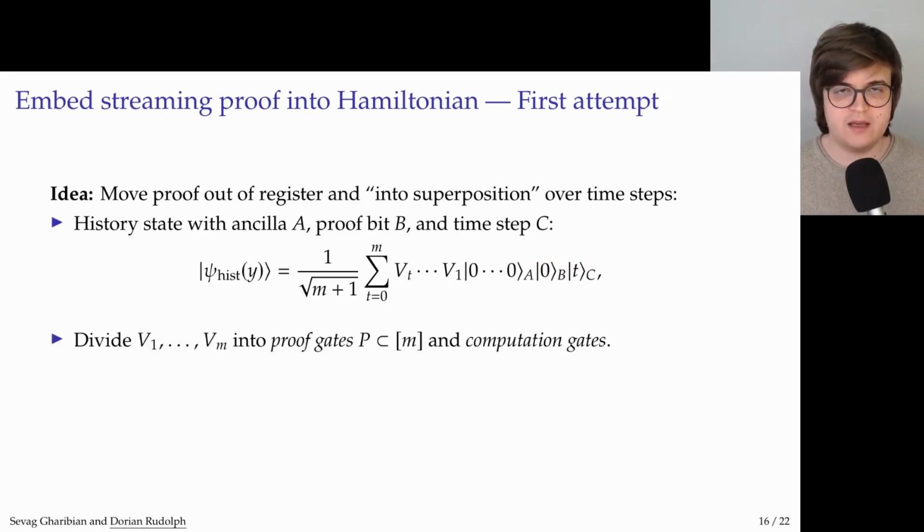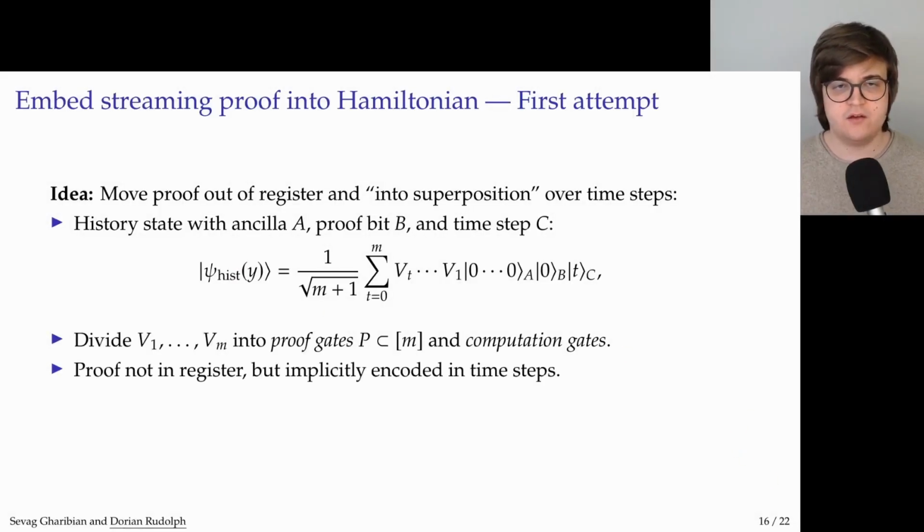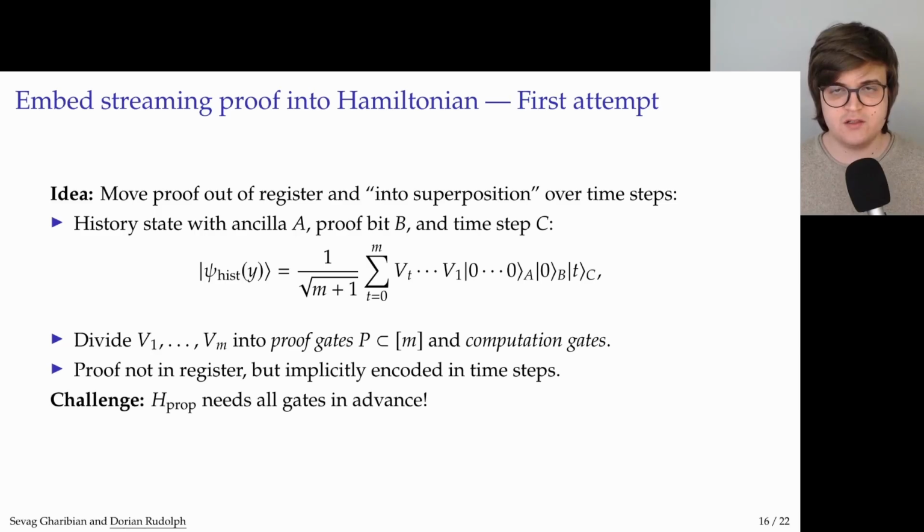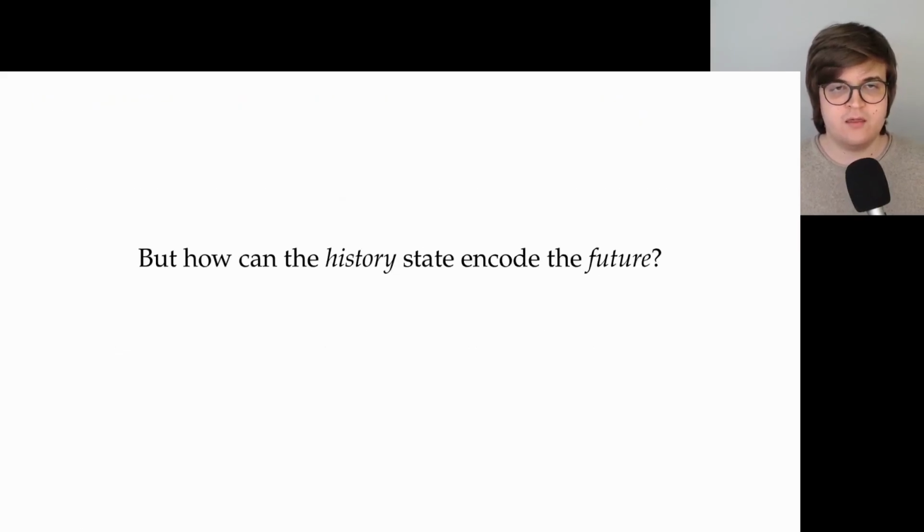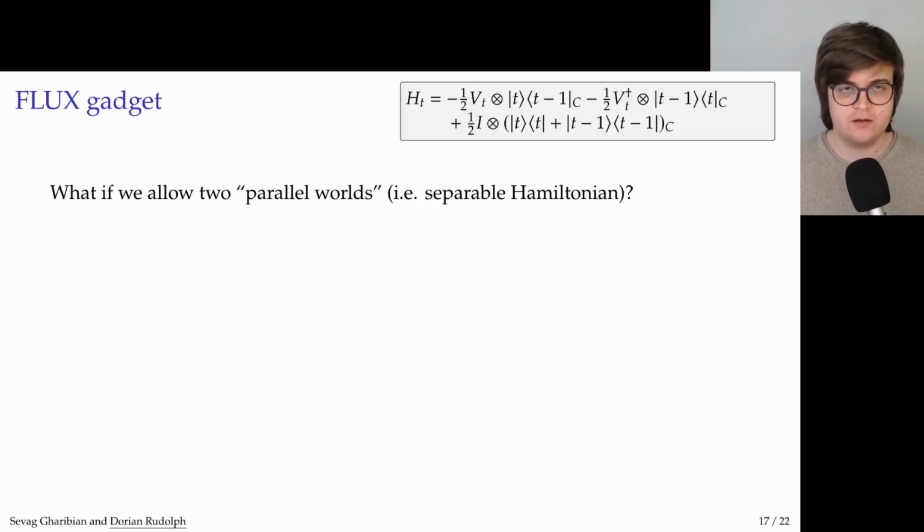We can divide the gates into proof gates and computation gates. Proof gates correspond to the WI from the previous slide and are not known a priori and depend on the proof Y. Therefore, we write it here. So in a way, the proof is now encoded implicitly in the time steps. The challenge now is that the propagation Hamiltonian needs to know all gates in advance. But how can the history state encode the future?